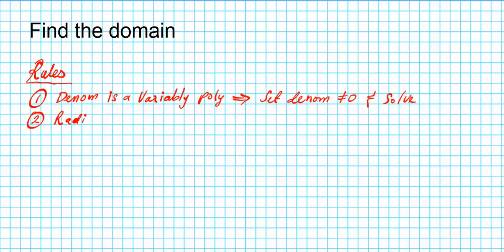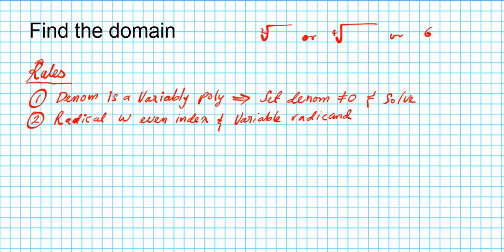All right. Case number 2, what if you have a radical? If you have a radical with an even index and a variable radicand. So there are 2 conditions here to find the domain. Not just any radical. You need a radical with even index, like square root has an index of 2, or the 4th root has an index of 4, or the 6th root has an index of 6. And the radicand has to have a variable component to it. So if you have those two conditions, in that case, you set the radicand to greater than or equal to 0 and solve. Or else you're going to get imaginary numbers.